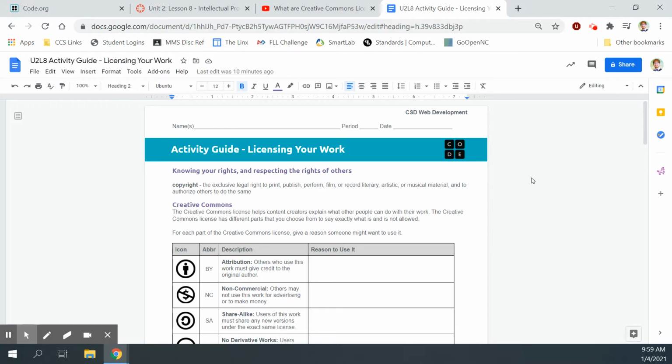All right, in the activity guide, it says, activity guide, licensing your work, knowing your rights and respecting the rights of others. Copyright. A copyright is the exclusive legal right to print, publish, perform, film, or record literary, artistic, or musical material, and to authorize others to do the same. Creative Commons. The Creative Commons license helps content creators explain what other people can do with their work. The Creative Commons license has different parts that you choose from to say exactly what is and is not allowed. For each part of the Creative Commons license, give a reason someone might want to use it.